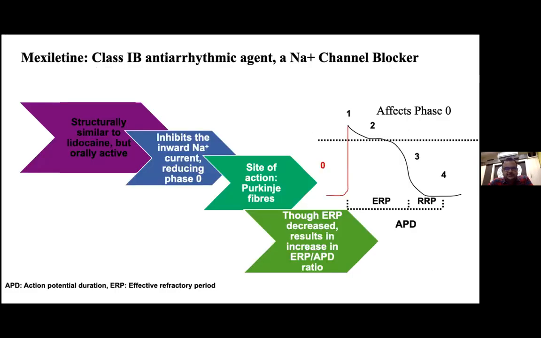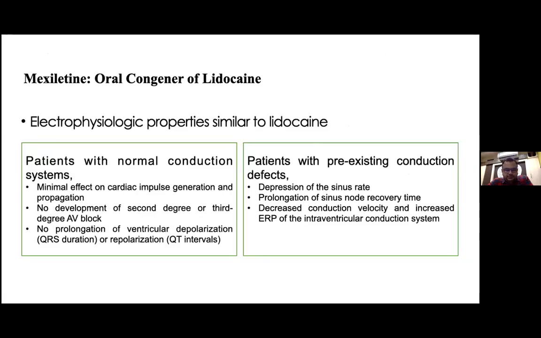So it's a class 1B agent, a sodium channel blocker. Structure is similar to lidocaine, but orally active, inhibits the inward sodium current and reduces phase zero. And the site of action is basically the Purkinje fiber. As I've said previously also, it doesn't have effects on the sinus node as well as on the AV node. And though the ERP is decreased, it results in an increase in the ratio of the ERP and the action potential duration. So its electrophysiologic properties are similar to lidocaine.